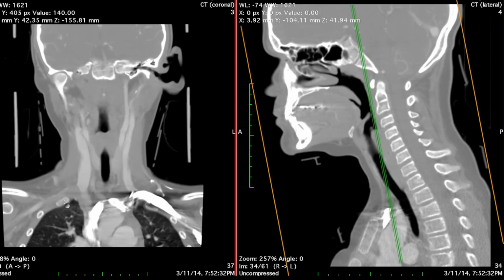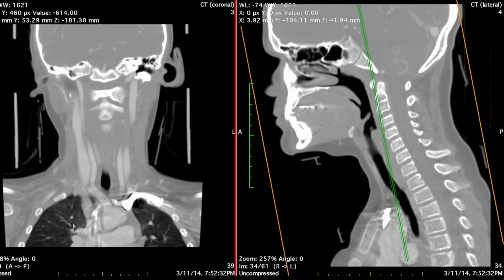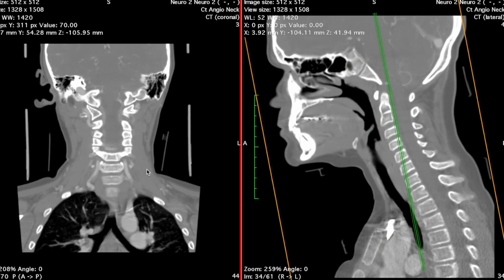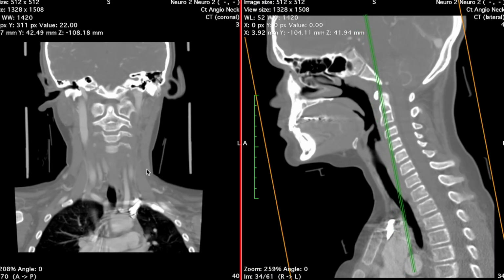So here it is here. As I keep scrolling, here it is there, and down. So that's the internal thoracic artery coming off the subclavian artery. So that's the brachiocephalic artery. Let me go back. That's the first branch off the aortic arch that we need to talk about.